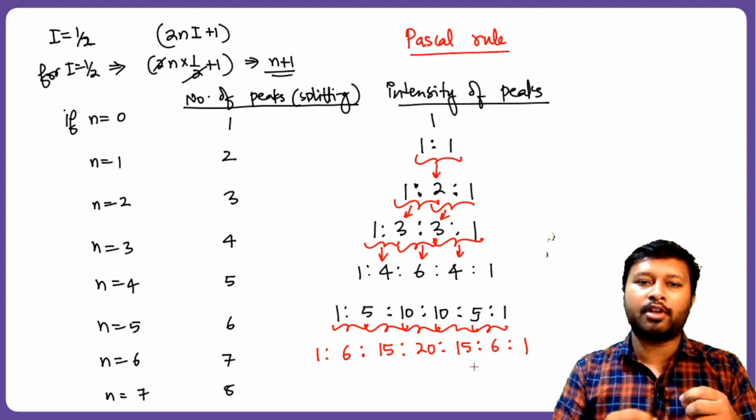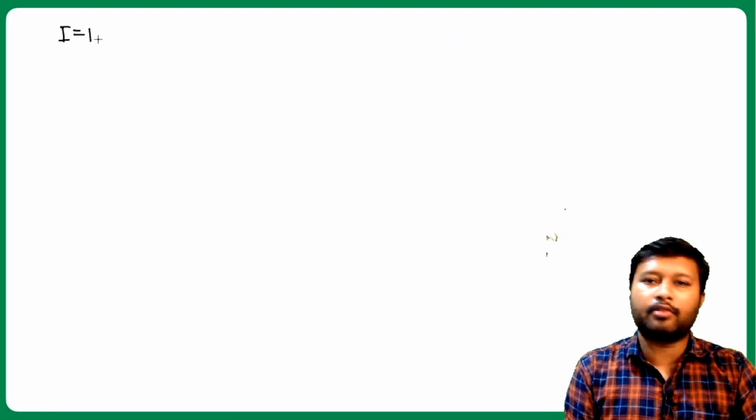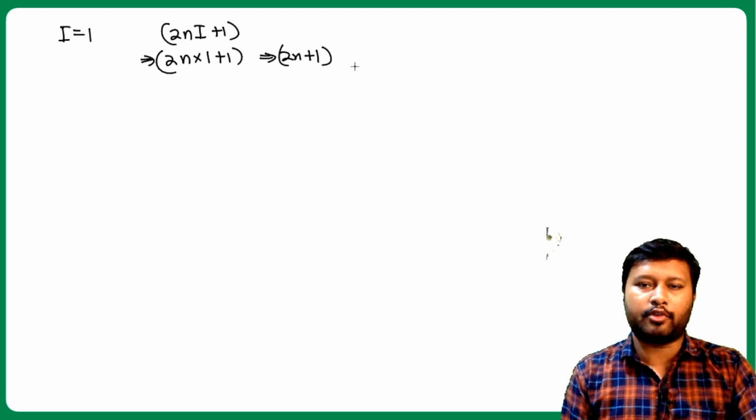Now let me tell you about the non-Pascal ones. Let's say for I equals 1, what am I going to get? Again I will have 2nI plus 1. Let's put I equals 1 here. So my reduced form will be 2n into 1 plus 1. So the reduced form will be 2n plus 1. This is what I am going to get.